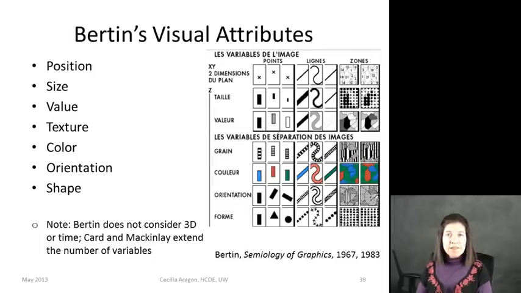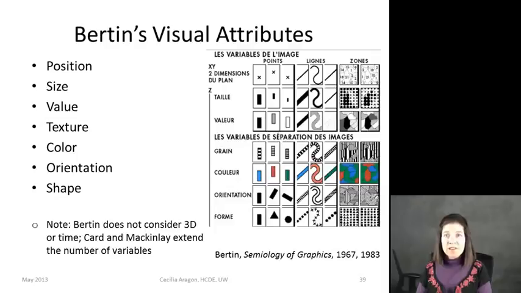In 1967, Jacques Bertin, a French cartographer, made the first formalization of visual language and the first attempt at a theoretical foundation for information visualization. He identified 7 key visual attributes illustrated on the right-hand side of the page in 0, 1, and 2 dimensions. And these 7 key attributes are position, size, value or lightness, texture, color, orientation, and shape.